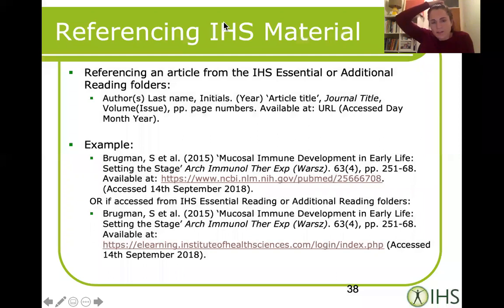So a lot of the time, in the IHS units, you'll be given essential and additional reading, and you'll be given journal articles. Usually when you're putting in the journal articles, we ask you to put the URL of where you got it from. You don't have to go and find that article online. You've gotten that article from an IHS folder, so you can just put the IHS URL where you downloaded it from. So that's all that means.